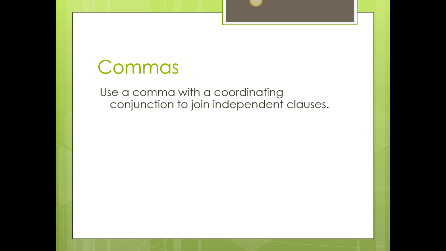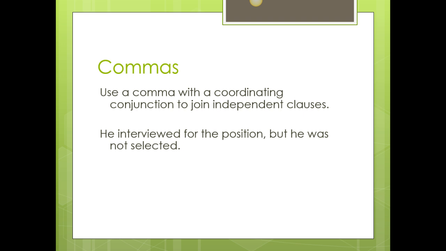Use commas with coordinating conjunctions when you join independent clauses. Okay, you can see I've joined 2 sentences here. He interviewed for the position. He was not selected. If I want to join them using a conjunction, I need to use a comma and then that conjunction.